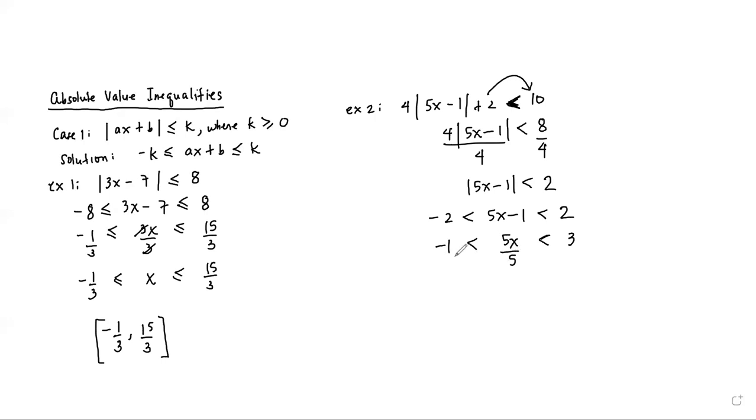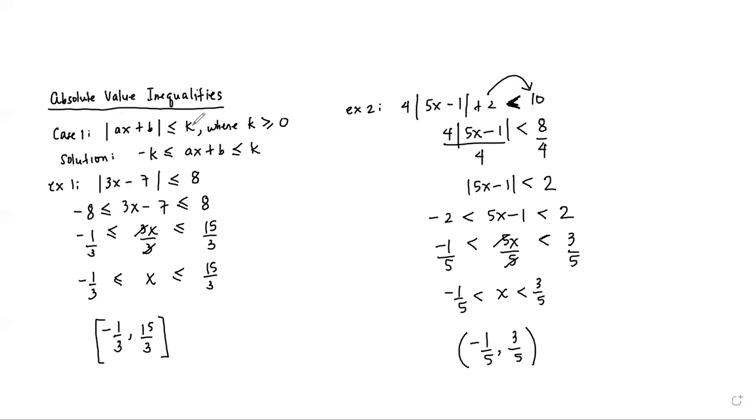And then we divide all of them by 5. So our solution will be negative 1 over 5 is less than x, which is less than 3 over 5. So our solution set is written as negative 1 over 5 comma 3 over 5. And then they are preceded and followed by a parenthesis.